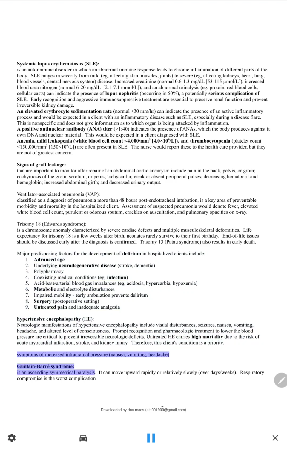Symptoms of increased intracranial pressure: nausea, vomiting, headache. Guillain-Barré syndrome is an ascending symmetrical paralysis. It can move upward rapidly or relatively slowly, over days, weeks. Respiratory compromise is the worst complication.